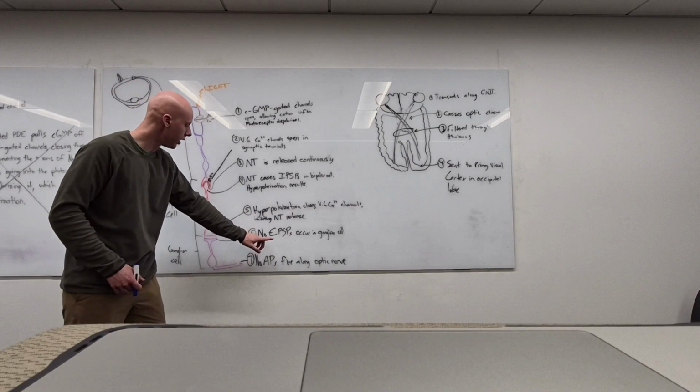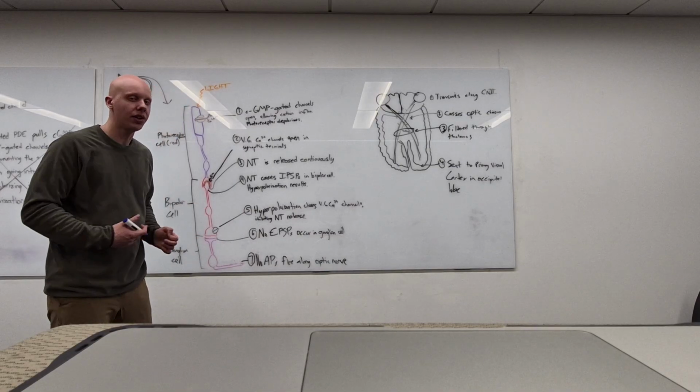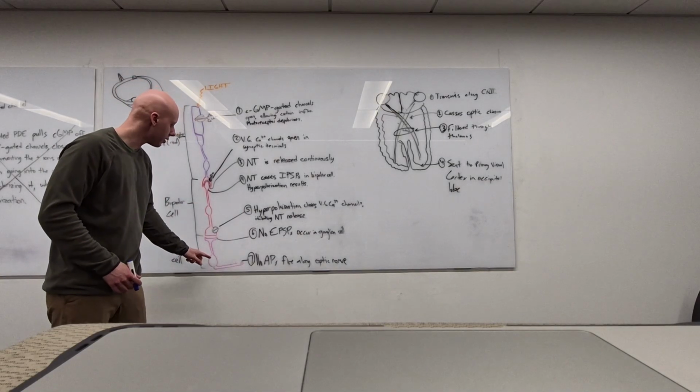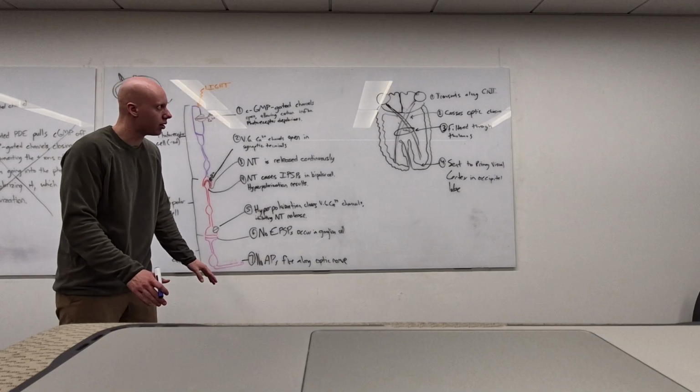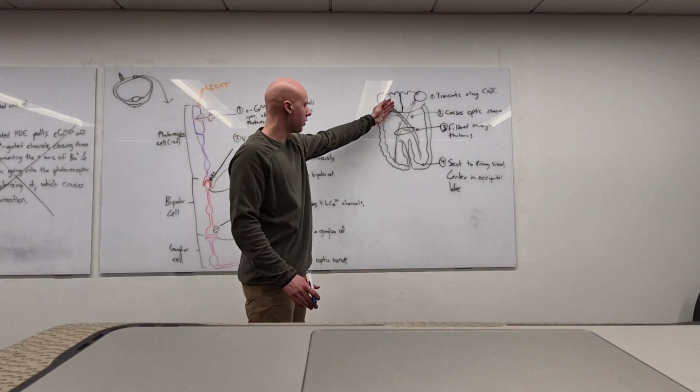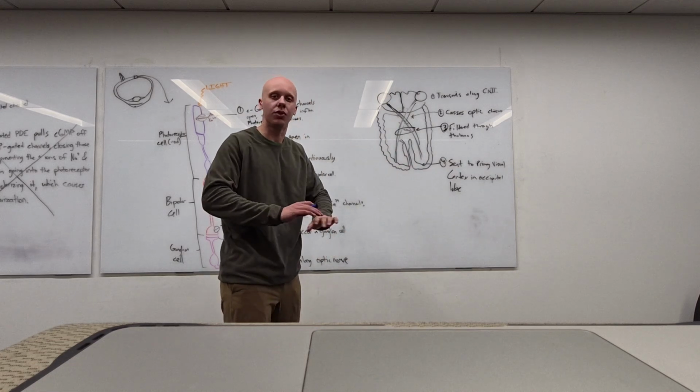Therefore, no EPSPs will occur on the ganglion cell, and so the ganglion cell does not fire any action potentials along the optic nerve. So nothing travels through here, nothing travels through here, nothing hits the cortex, and you just see dark blackness.